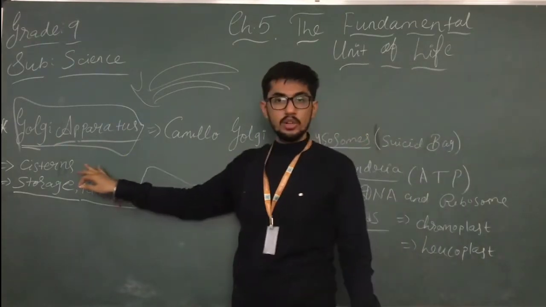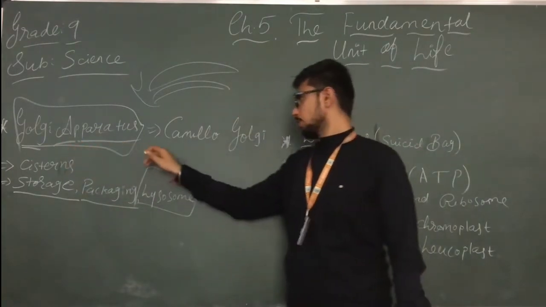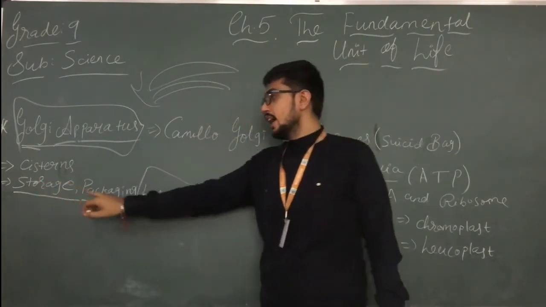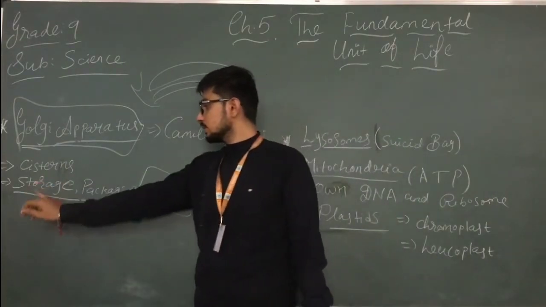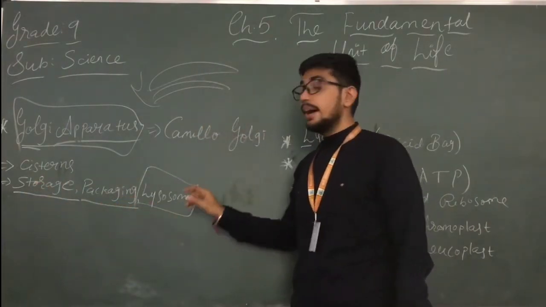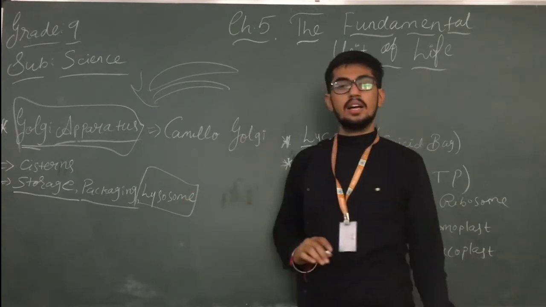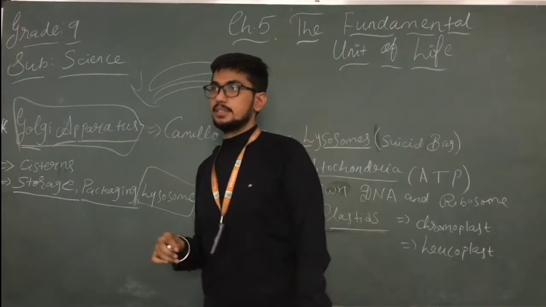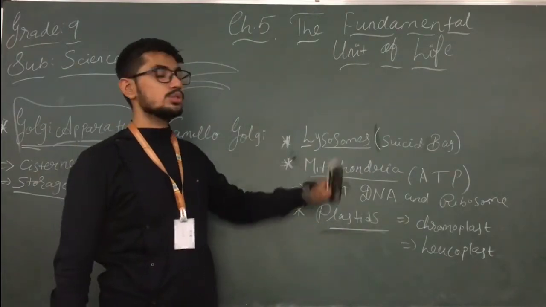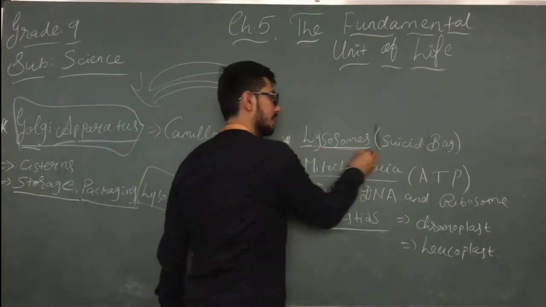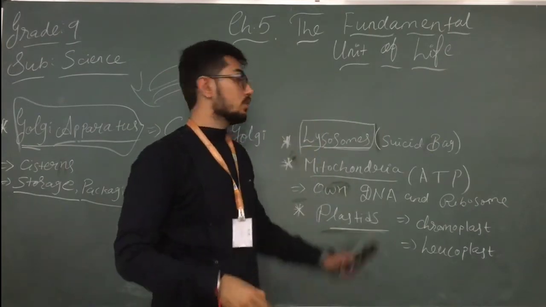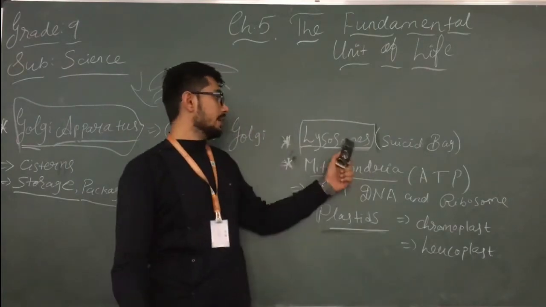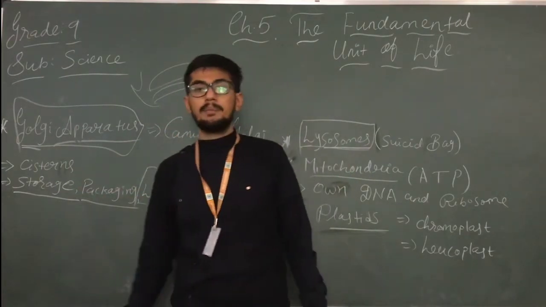So what have we seen in the Golgi apparatus? The Golgi apparatus was found by Camillo Golgi. The stack of the Golgi apparatus is known as cisternae. The functions of the Golgi apparatus are storage, packing and modifying, and making of lysosomes. So these are the things which we have seen for the Golgi apparatus. The next thing we are going to see is the lysosome. Lysosome is another cell organelle which is made by the Golgi apparatus. So simple thing, lysosome is made by the Golgi apparatus.